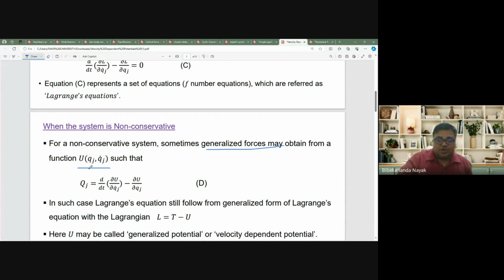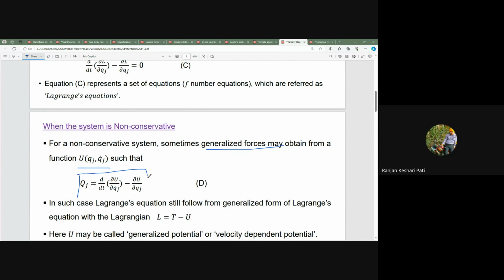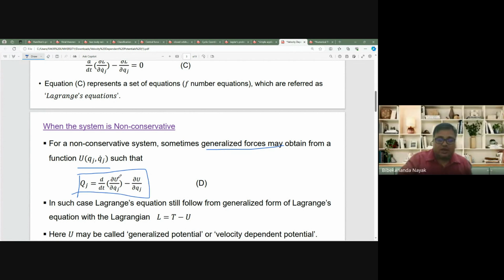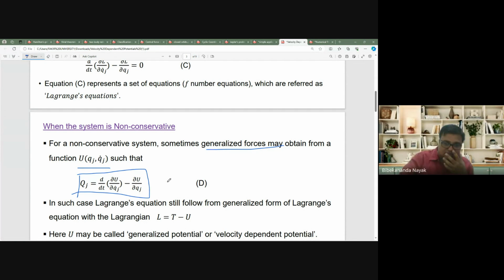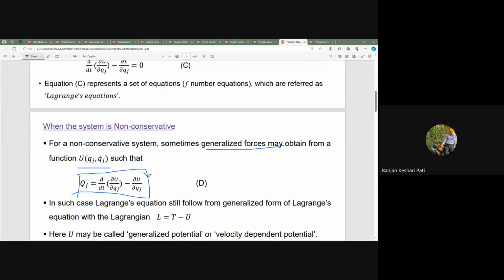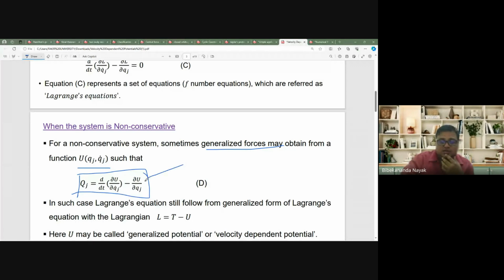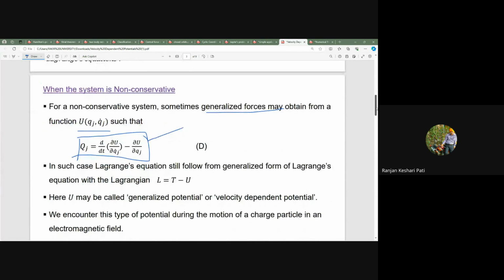If the force is derived from qj dot, then the generalized force can be written like this: Qj is equal to d by dt of del U by del qj dot minus del U by del qj. So if our potential is given as a function of velocity, then the generalized force can be calculated using this formula: d by dt of del U by del qj dot minus del U by del qj, where U is the potential energy.